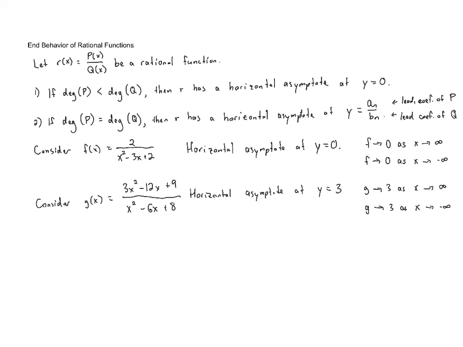So these are the two situations where we'll end up with a horizontal asymptote. In the next 2 videos, we'll look at situations that give us slant asymptotes, which are diagonal, and then situations where the end behavior doesn't contain any asymptotes at all.